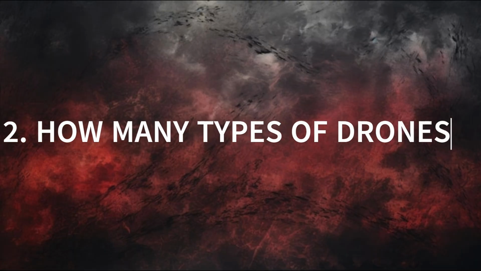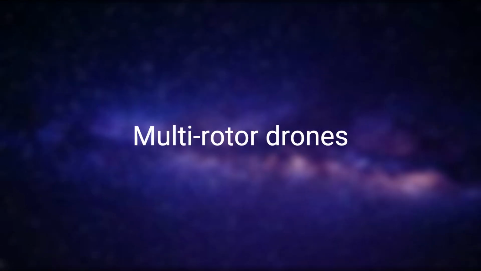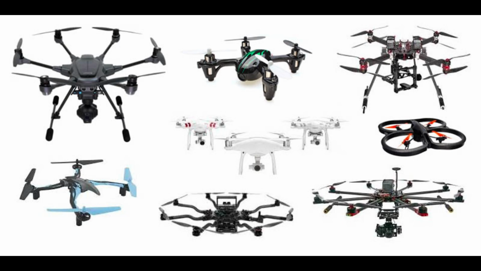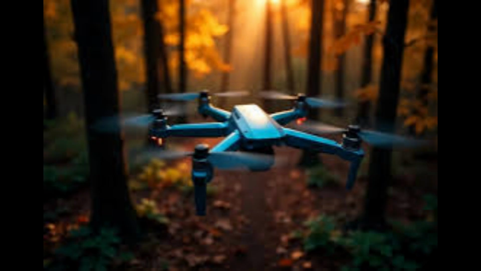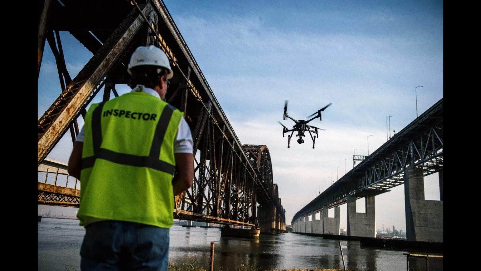Second question: how many types of drones are there? Drones come in many different shapes and sizes, but there are mainly four types. Multi-rotor drones have multiple rotors, typically 4, 6, or 8, arranged in a symmetrical pattern. They are highly maneuverable and they can take off and land vertically. Multi-rotor drones are used for aerial photography, videography, and inspection.